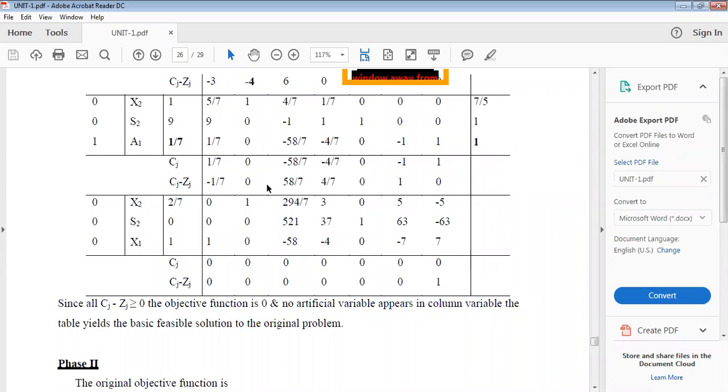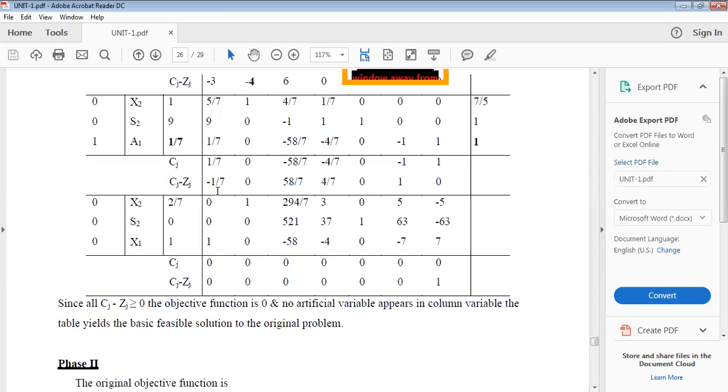So how is this? This is minus 1 by 7. Zero minus 1 by 7, minus 1 by 7, 58 by 7, 4 by 7, all these things. So in the next phase, you have to identify minus 1 by 7, 58 by 7, 4 by 7, 0, 1, 0. So here you are getting this as the entering column.